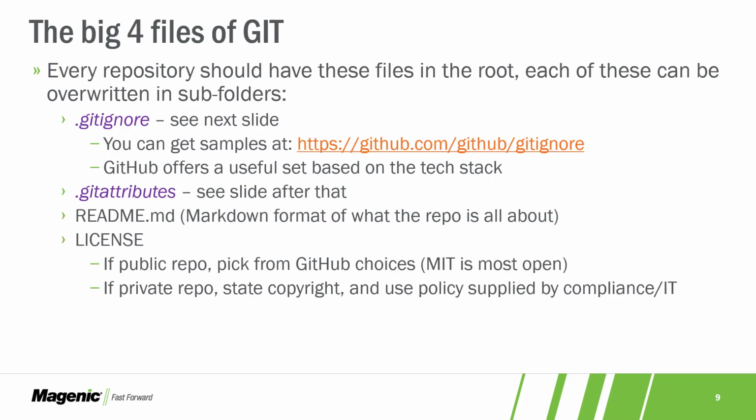The 4 big files of Git fall into 2 buckets: stuff you absolutely should have at the root of every repo, and 2 that are nice to have for open source projects. So gitignore and gitattributes, we'll talk about in a minute. And whether or not you add a README and a license file to the root of your project is entirely up to you.